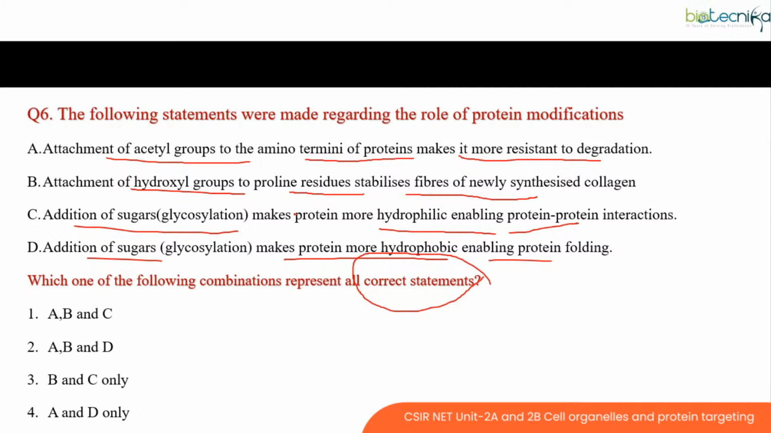Yes, you are correct, Vrinda. So just try to get an answer for this question. You have to identify which protein modification mentioned over here is correct. No idea? Do you know the significance of the acetyl group, the significance of the hydroxyl group on collagen protein? You know about the structure of collagen protein?